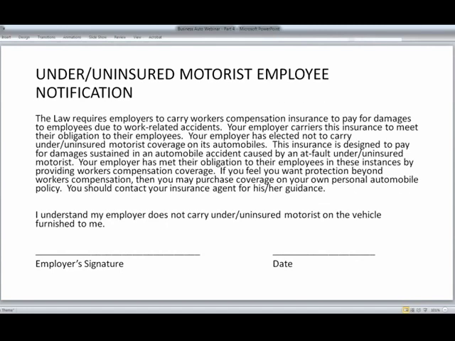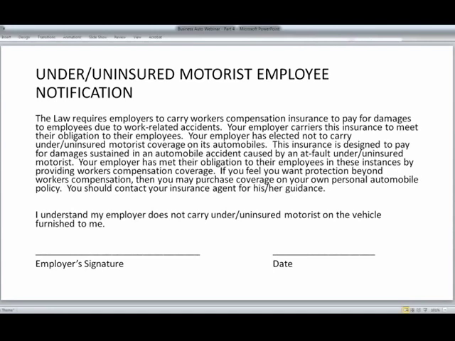I've used a form here as a part of the employment package for our insureds that spells out how this works. The law requires us to carry work comp coverage to pay for damages to employees due to work-related injury. Your employer carries this insurance to meet their obligation to their employees. Your employer has elected not to cover uninsured motorists on its auto policy. The insurance is designed to pay for damage sustained by an auto accident caused by a not-at-fault uninsured motorist. Your employer has met their obligation to their employee in this instance by providing work comp coverage.